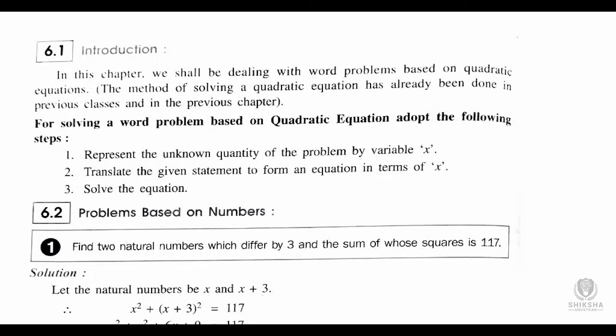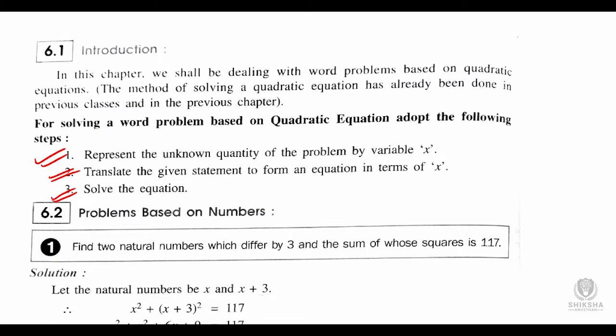What is the first step? To represent the unknown quantity, we need to find out which is the unknown quantity that needs to be solved. Then we need to translate the given statement to put it in equation form, and then we need to solve the equation. So in this chapter we have numerous types of questions.